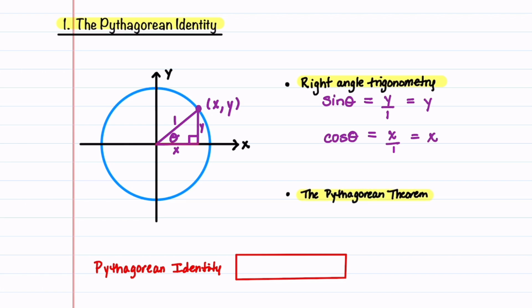The Pythagorean theorem tells us that x squared plus y squared is equal to 1. By substituting in x is equal to cosine theta and y is equal to sine theta, we get cosine squared theta plus sine squared theta is equal to 1. This is a Pythagorean identity, and we'll write it here as sine squared theta plus cosine squared theta is equal to 1.